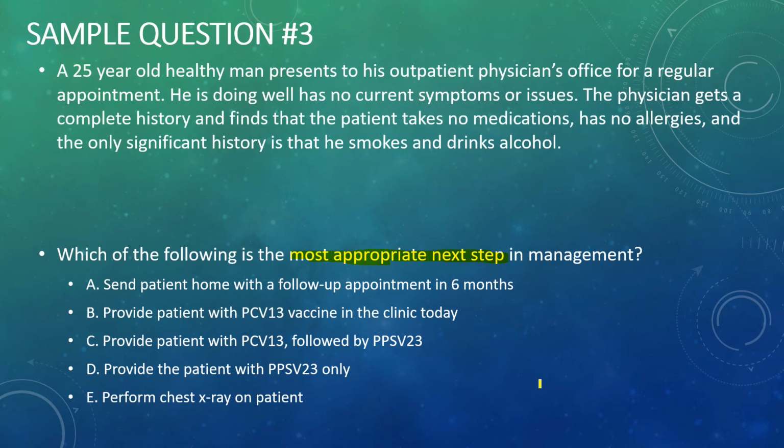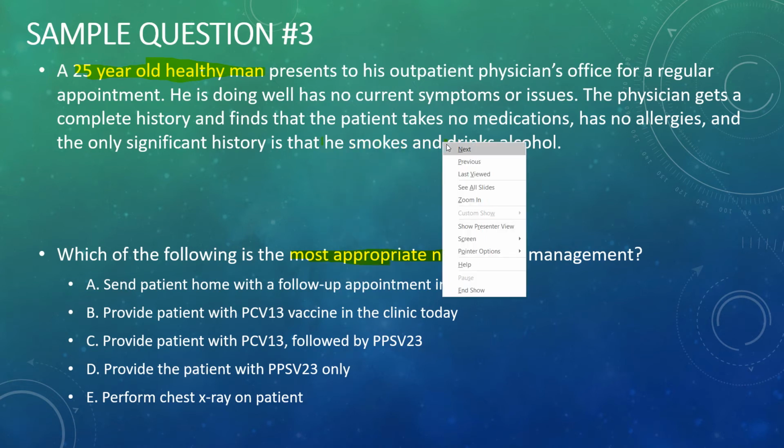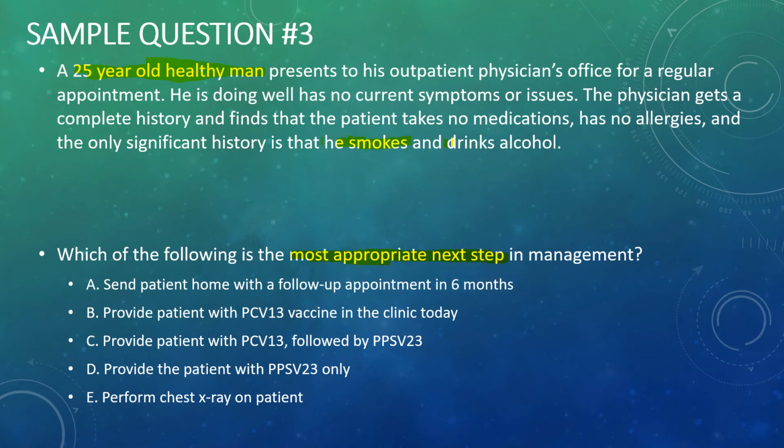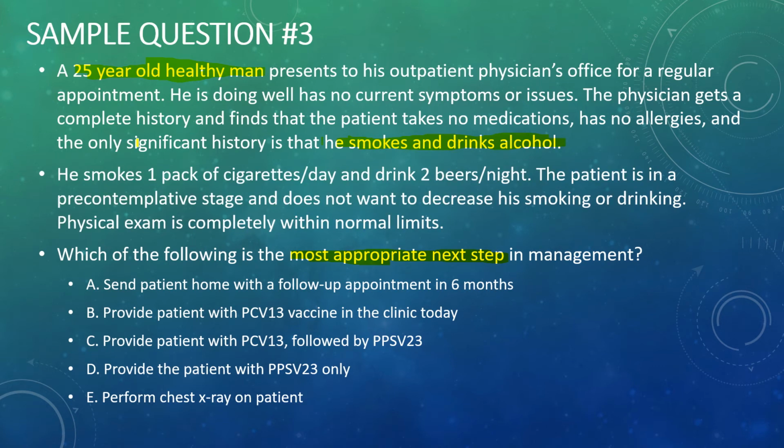Alright, so we have a 25-year-old man presents to the outpatient physician's office for a regular scheduled appointment. He is doing well and has no current symptoms or issues. The physician gets a complete history and finds the patient takes no medications, has no allergies, and the only significant history is that he smokes and drinks alcohol. So that's the key history here, is smoking and drinking. He smokes 1 pack of cigarettes a day and drinks 2 beers a night.